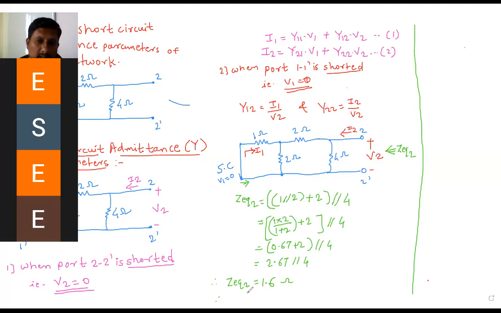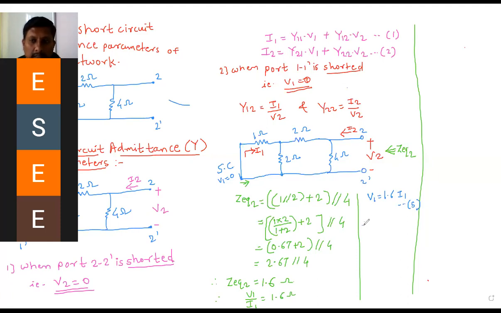So what is that? V1 upon I1, that is equal to 1.6. What is that V1 upon I1? V1 is equal to 1.6 into I1. That is equation number 3, and this is number 5.